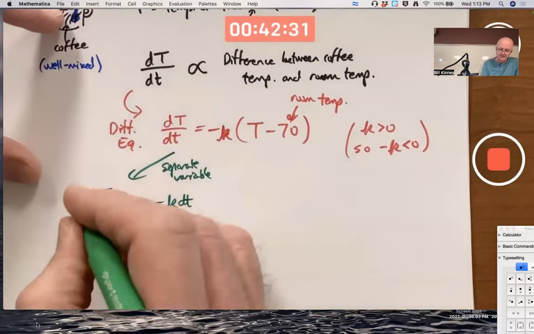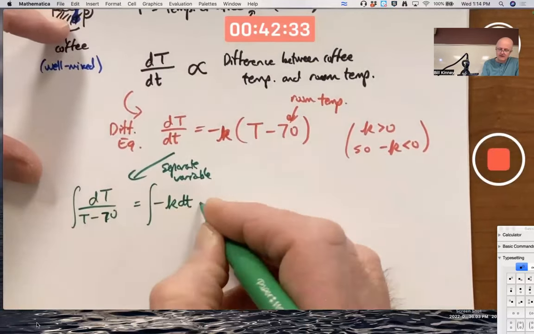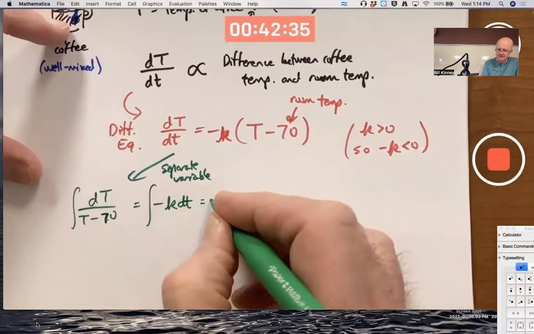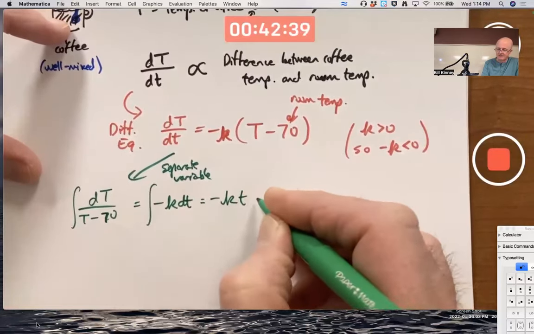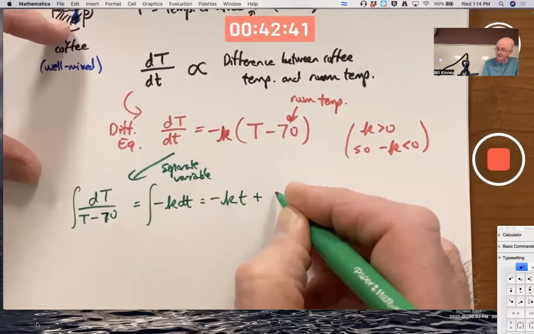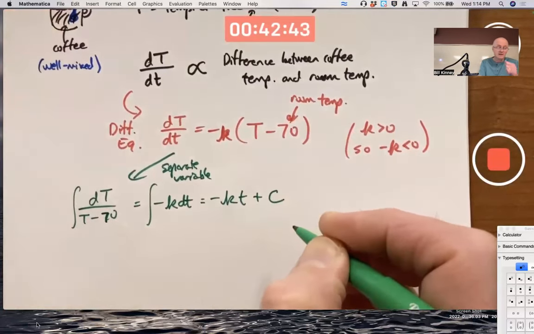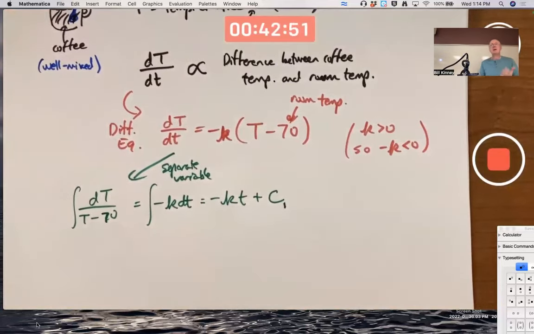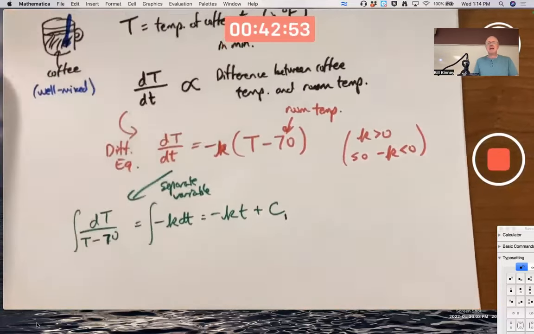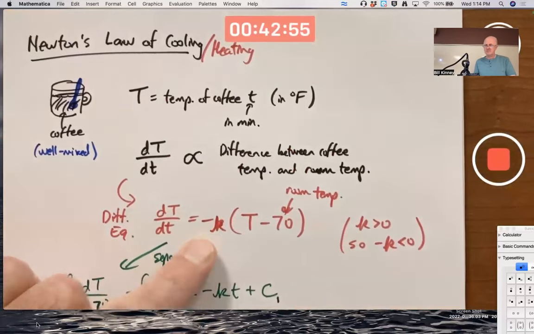Now you'd integrate. The right side, as it often is, is easy to do. Negative k is a constant, so I get negative kt plus an arbitrary integration constant, c, which I will call C1. Remember, k is fixed, but unknown.